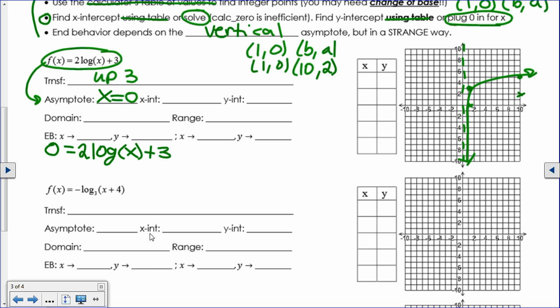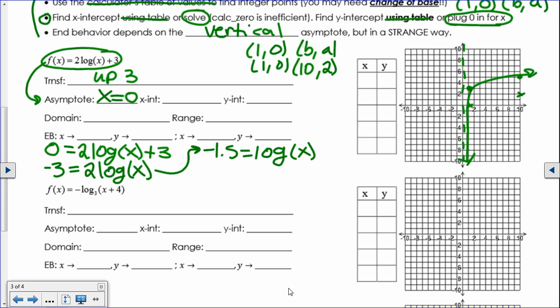We're going to pretend this is a question that you guys just saw on the homework and the quiz. How would I solve this for x? You gotta get rid of that 3. Okay, so what would I do? I subtract it. Yeah. Negative 3 equals 2 log x. Alright. Now you gotta get rid of that 2. Okay, so you're going to divide. So that'd be negative 1.5 equals log x.